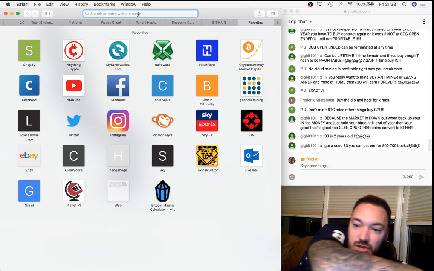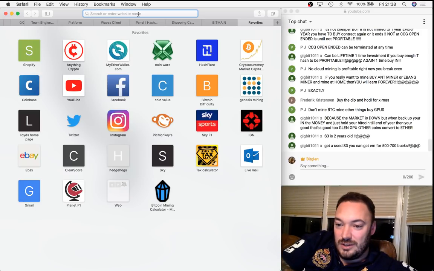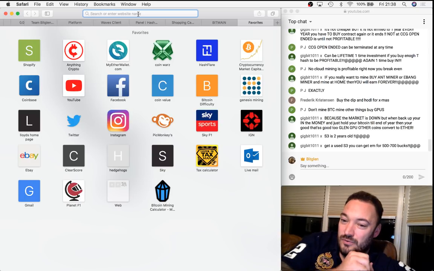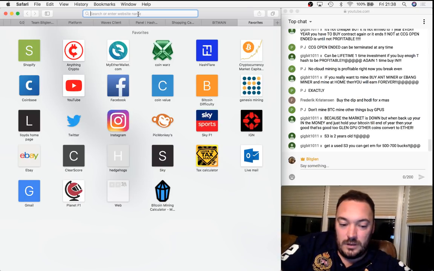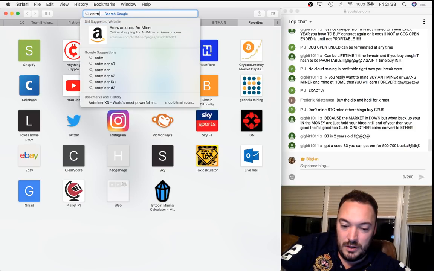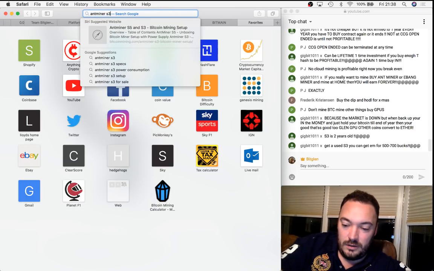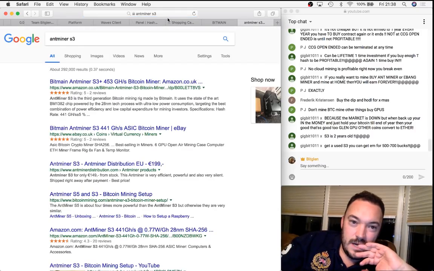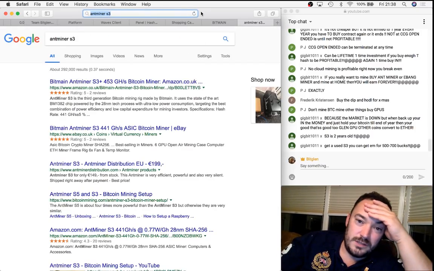S3 is 2 years old. Get a used S3. You can get them for $500 to $700. Yes, but what is their profitability like? An S3. What terahashes does that give you? Antminer S3. Oh, what was that website? There was a website that told you all the profitability of all the Antminers.